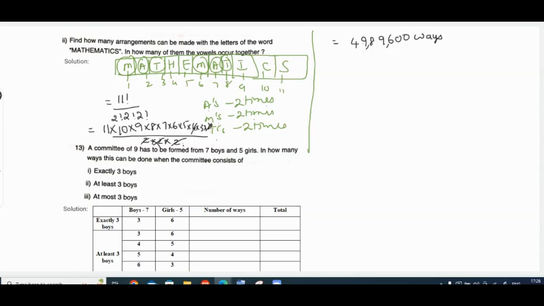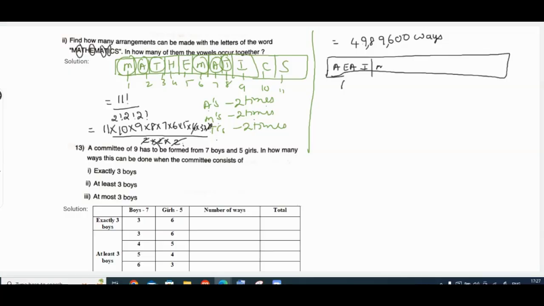Now the second condition is given here. In how many ways of them do the vowels occur together? If you take the vowels together, how many vowels do we have here? We have A, we have E, we have A, we have I. A, E, I, O, U, we don't have O and U. So it will be A, E, A, I. So they are four letters. They are taken together as one.